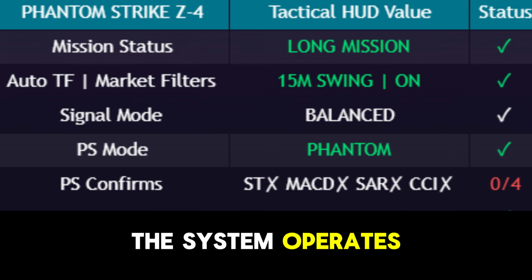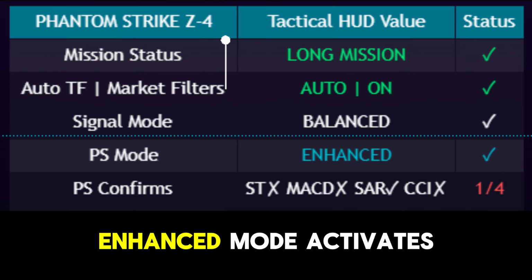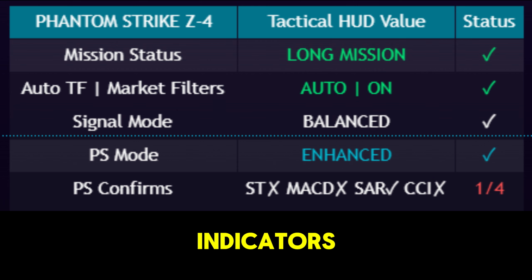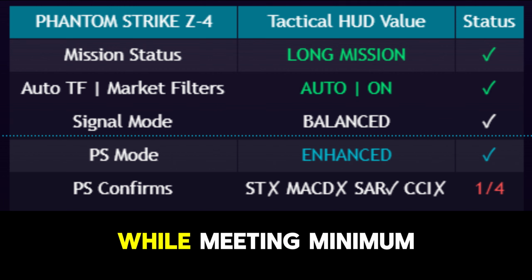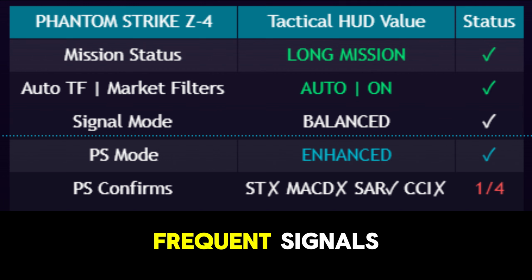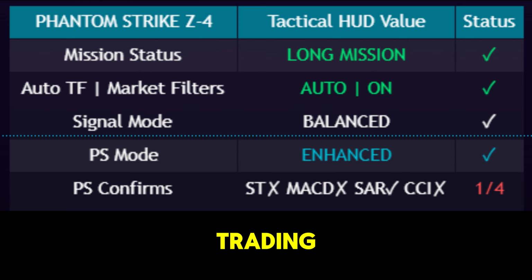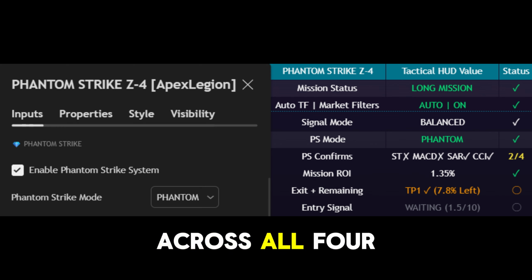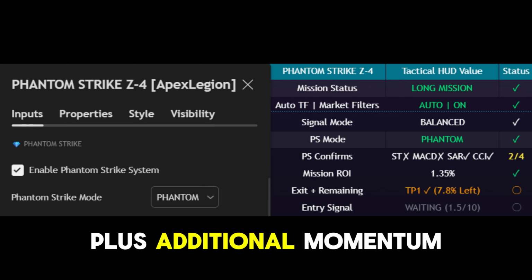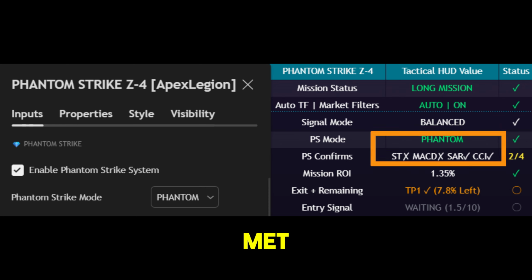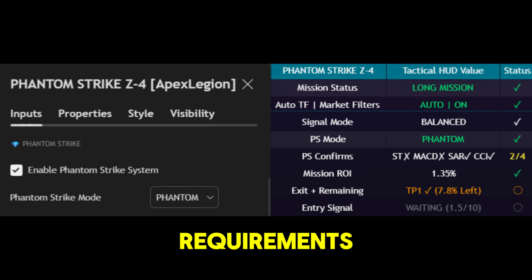The system operates in 2 modes. Enhanced mode activates when at least 3 of the 4 primary indicators align with directional bias while meeting minimum validation criteria. This provides more frequent signals suitable for active trading. Phantom mode requires complete alignment across all 4 indicators, plus additional momentum validation. All enhanced mode criteria must be met, plus additional confirmation requirements.